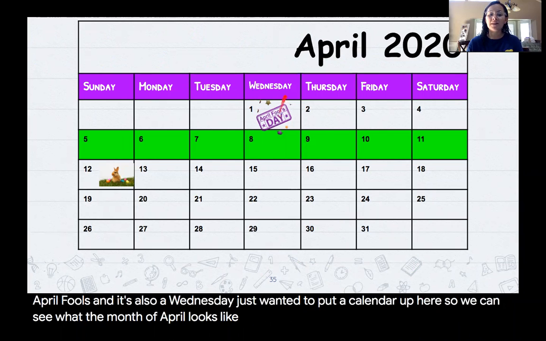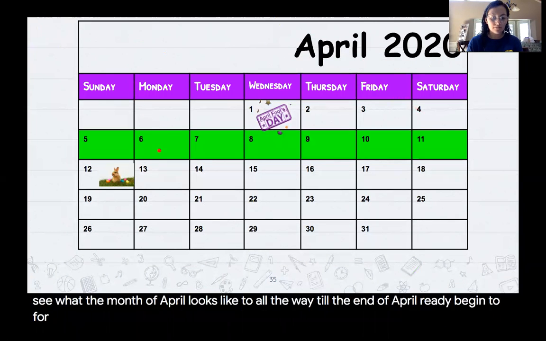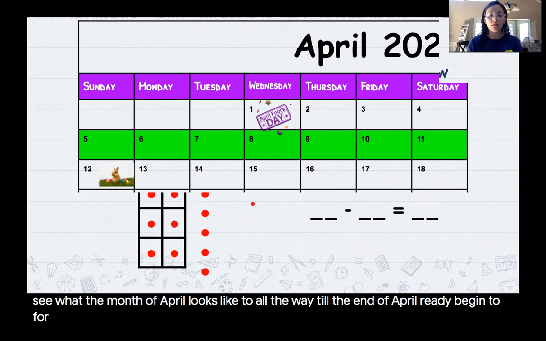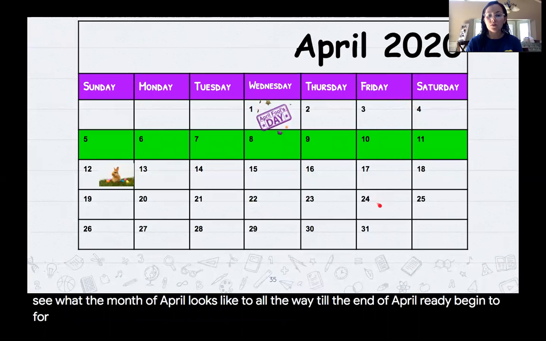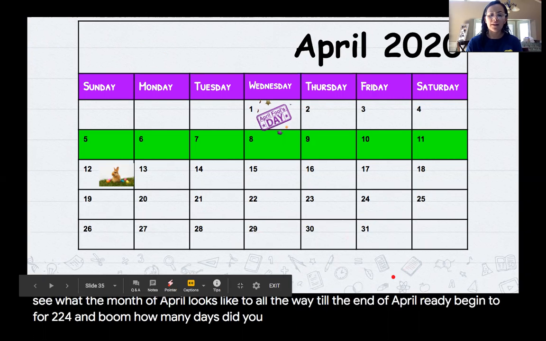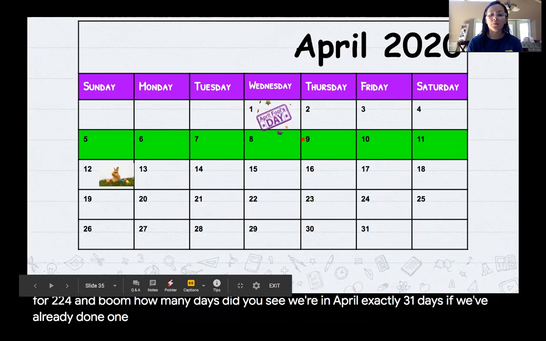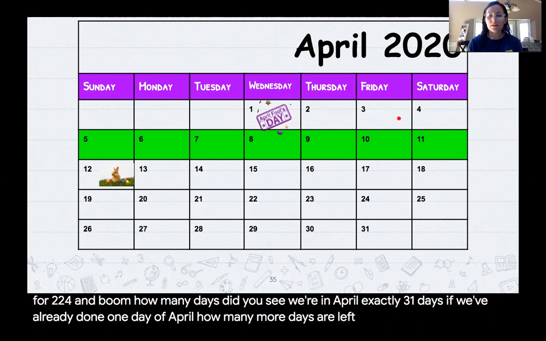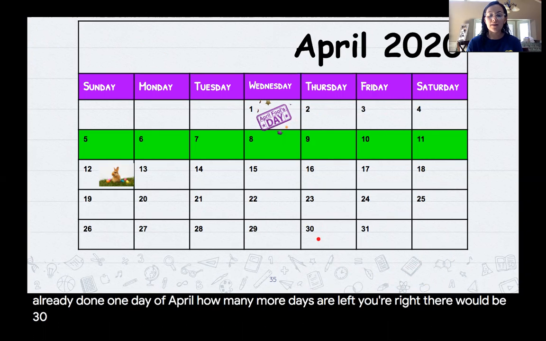Go ahead and skip count for me, starting at 2, all the way till the end of April. Ready? Begin. 2, 4, 22, 24, and boom. How many days did you see were in April? Exactly, 31 days. If we've already done one day of April, how many more days are left? You're right, there would be 30 more days left because 31, take away 1 is 30.